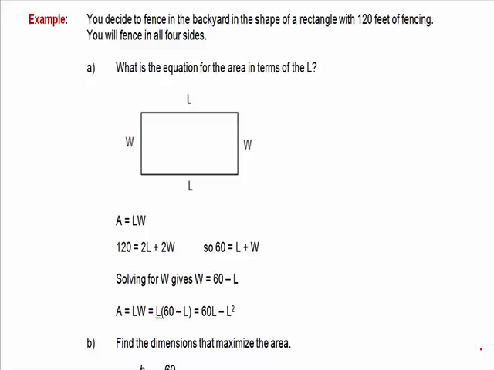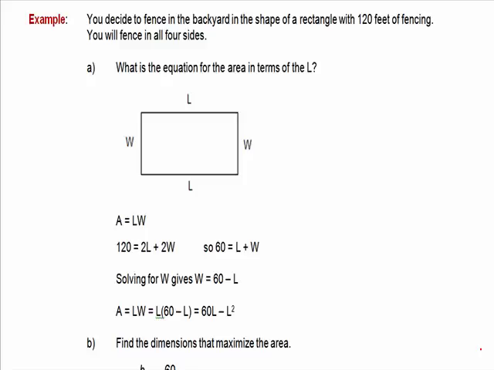Part A, what is the equation for the area of this particular rectangle in terms of the letter L? Well, if I take a look at this rectangle, I'm just going to draw myself a little picture here, and I've put on two lengths and two widths, and I know the area of a rectangle is length times width, and I also know I have 120 feet of fencing, so I would know that 120 would have to be equal to the perimeter, and the perimeter formula, remember, is twice the length plus twice the width.